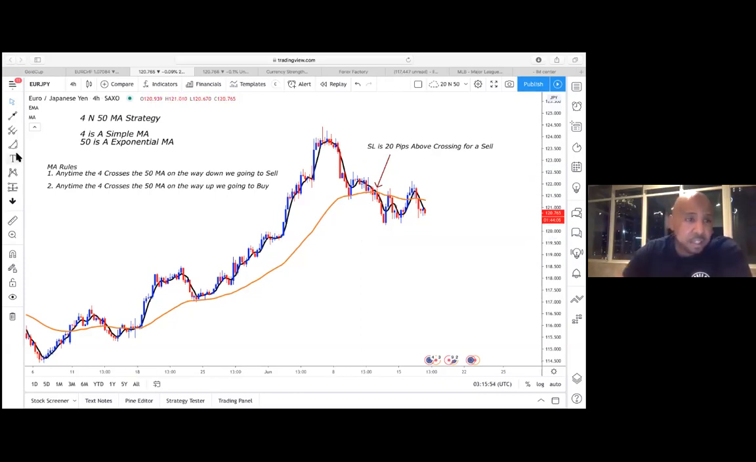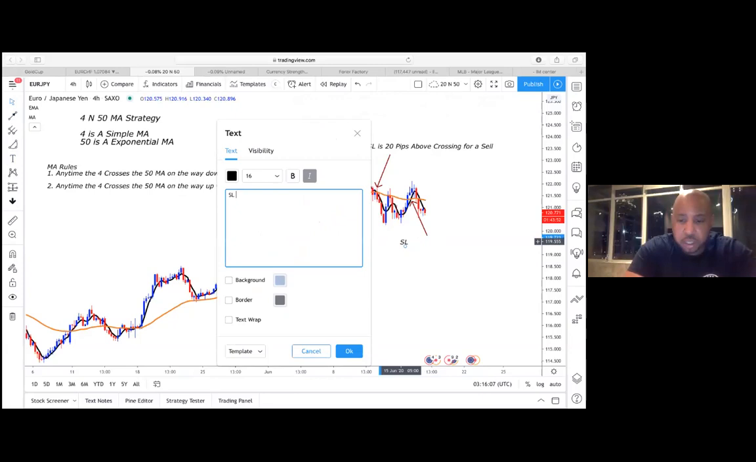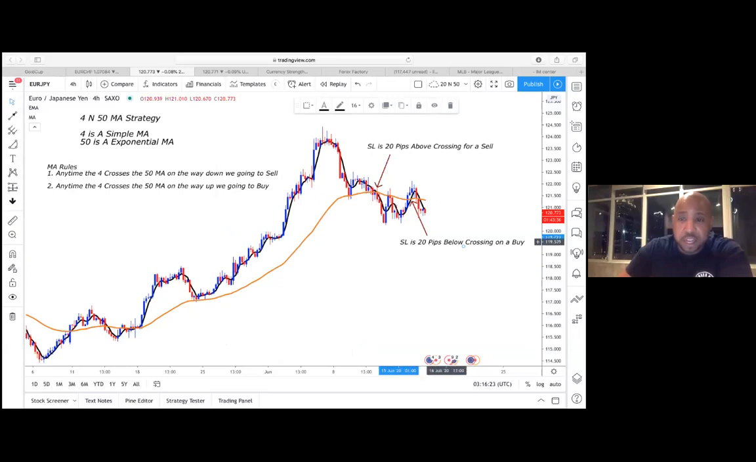Now for a buy, the exact opposite. Right here, we would have bought, so stop loss is 20 pips below crossing on a buy. Now, guys, when you see how many pips you get with this, it's crazy. This right here is my go-to, even more than the teacup strategy. It's so easy. So here are your take profits.